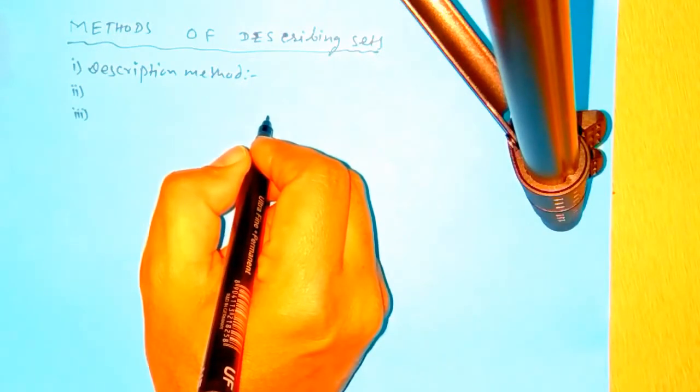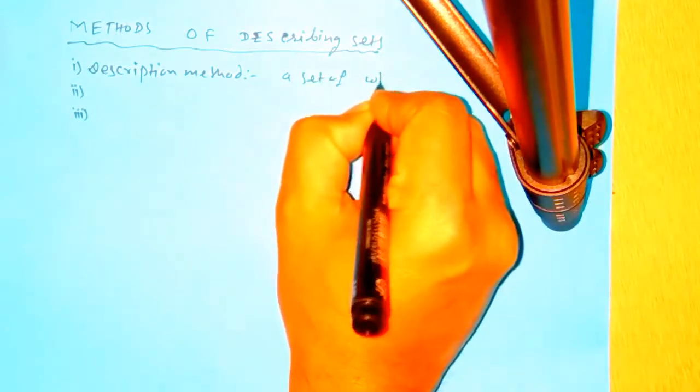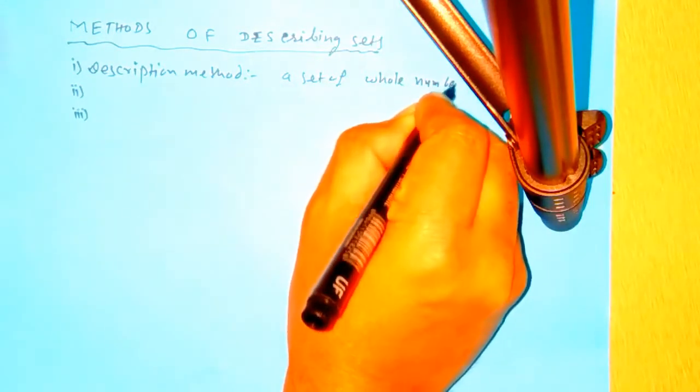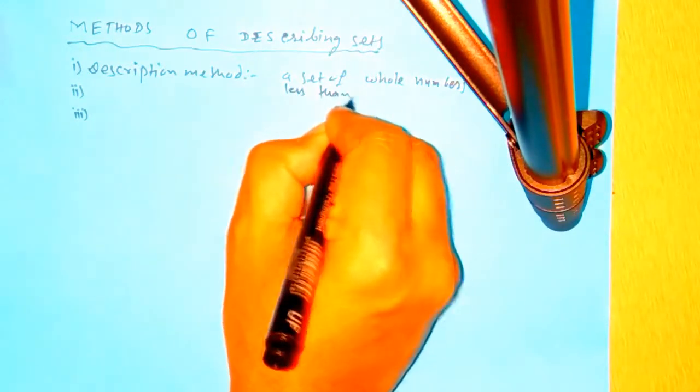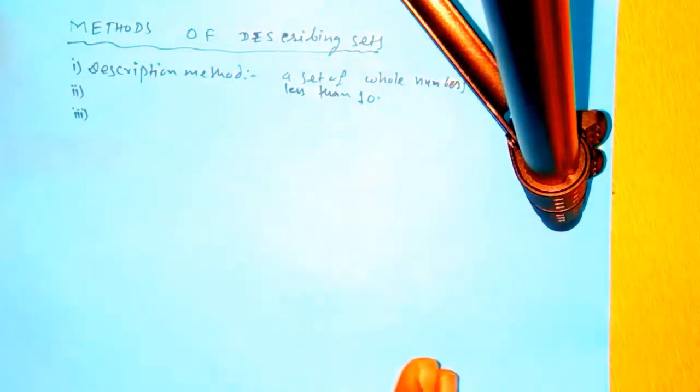For example, a set of whole numbers less than 10. So we describe generally the characteristics or properties of a set.